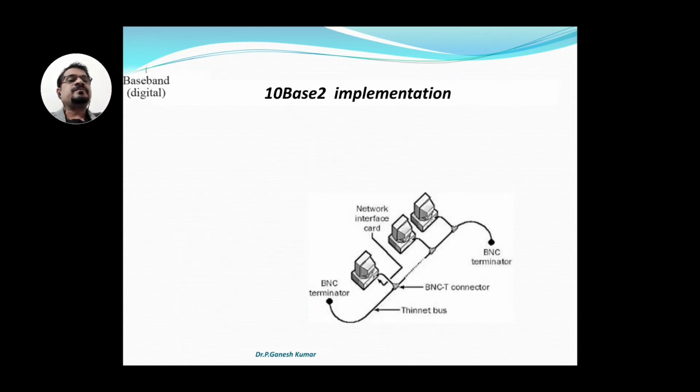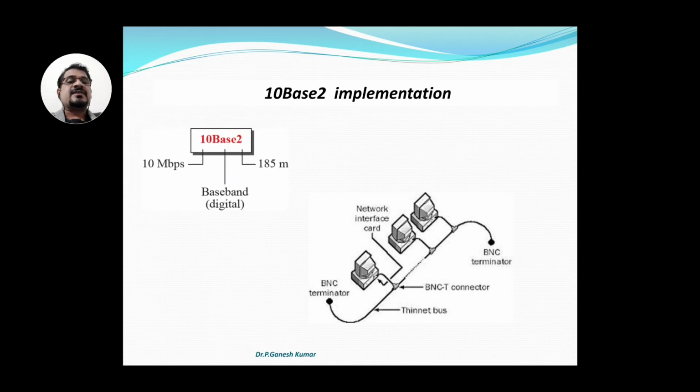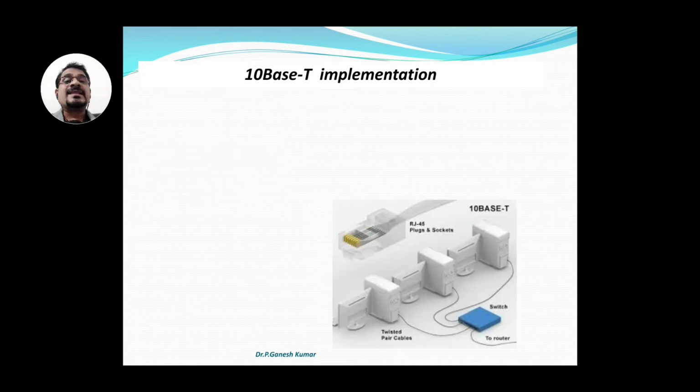Then 10 base 2 is called a thin net. The data rate is 10 Mbps, with baseband technology, and the distance covered is 185 meters. Here the devices or nodes are connected to the network via the BNC T connector. BNC stands for barrel nail connector, with a T interface. The distance is a maximum of 185 meters only, because thin cables are used.